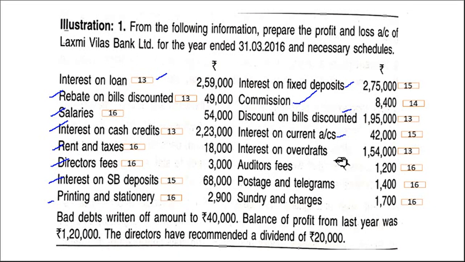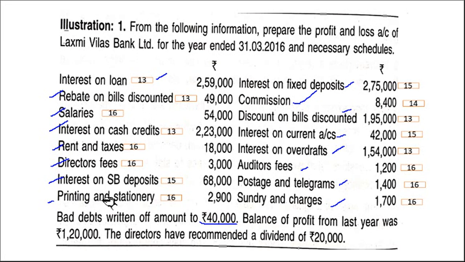Interest on overdraft, again it is schedule 13. Auditor's fees 16, operating expenses. Postage and telegram, again 16. Sundry charges 16. So bad debts written off amount to rupees 40,000. Here they have given 40,000.